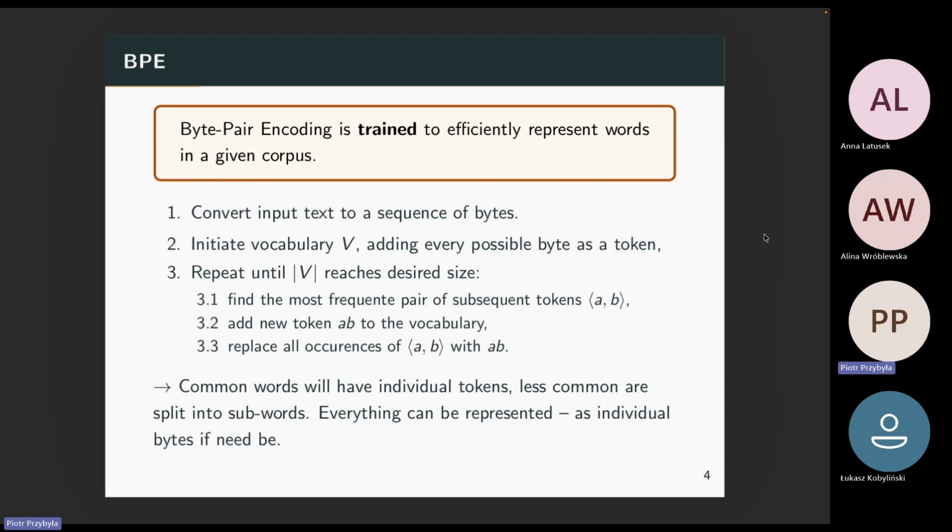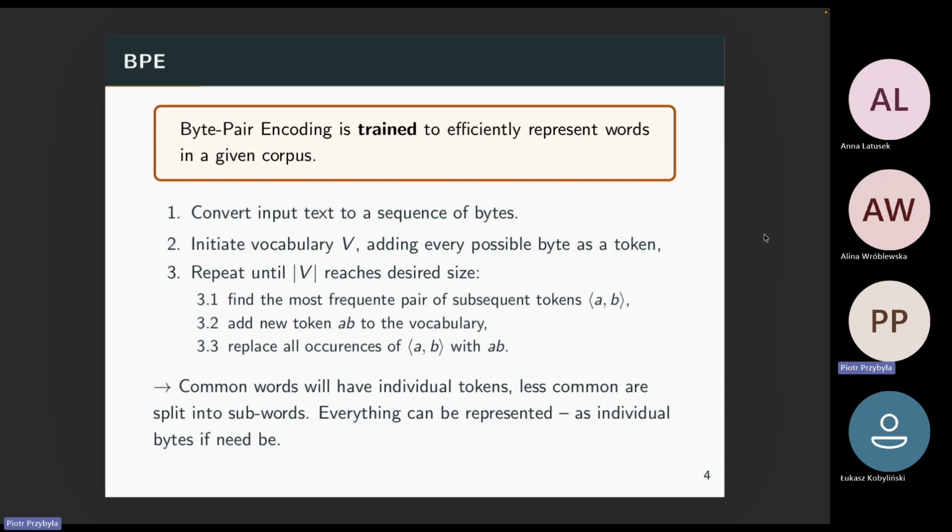And then you convert the input text to a sequence of bytes and initialize the vocabulary with these bytes, right? So every possible byte is represented as a vocabulary item. And then you go through the following loop. You find the most frequent pair of subsequent tokens occurring one after another. At the beginning, they would be bytes. Then you create a new token that is just the concatenation of these two. All of the occurrences of this pair of tokens are replaced with this new token, right? And then you repeat it until you reach a desired size.